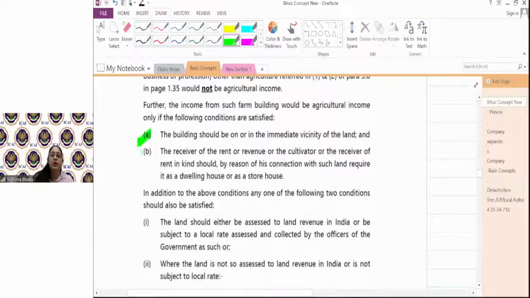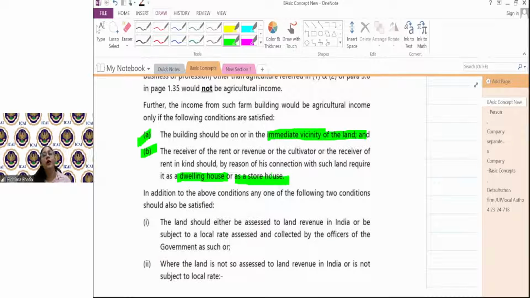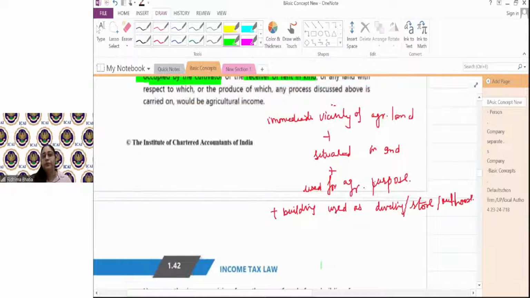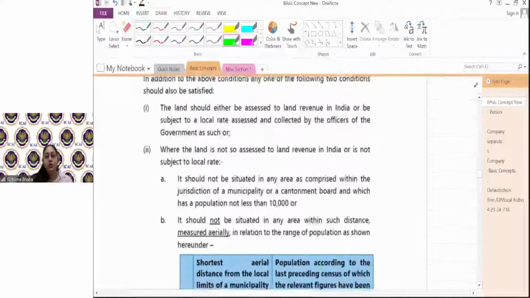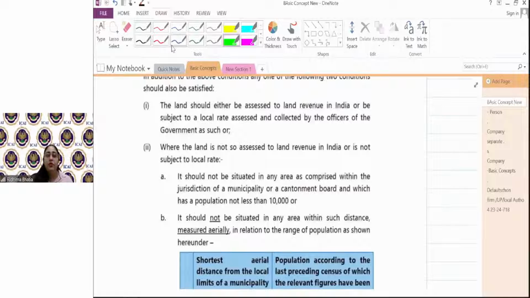And A and B condition has been told to you: immediate vicinity of the land, plus it is being used as a dwelling house or a storehouse. But along with this, there is another condition which you have to satisfy to make the income from farm building exempt. What is that condition? That condition depends upon the location of land.